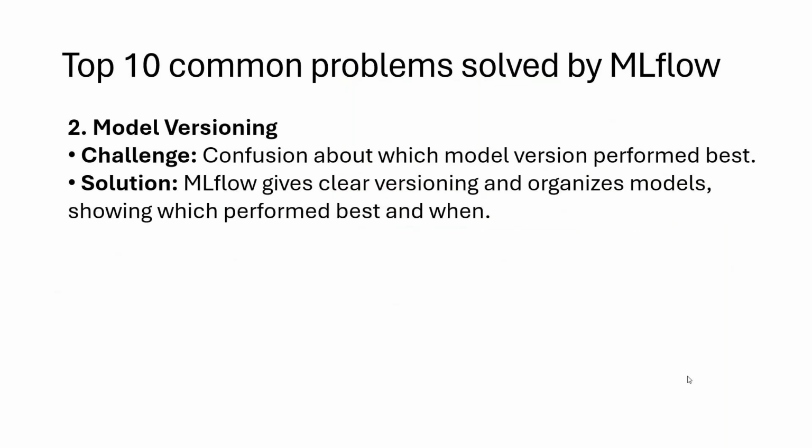Second one is model versioning. The challenge is confusion about which model version performed the best, because you don't have versioning. So you run the same model multiple times. Which version has run best? That is where MLflow automatically gives you the versioning. MLflow gives clear versioning and organized models, showing which performed best and when.